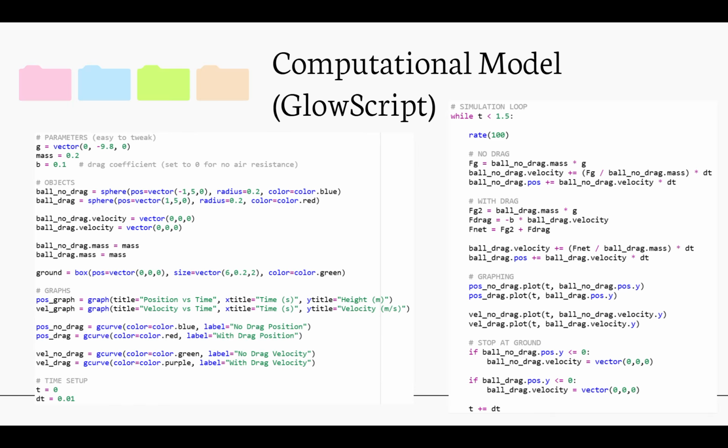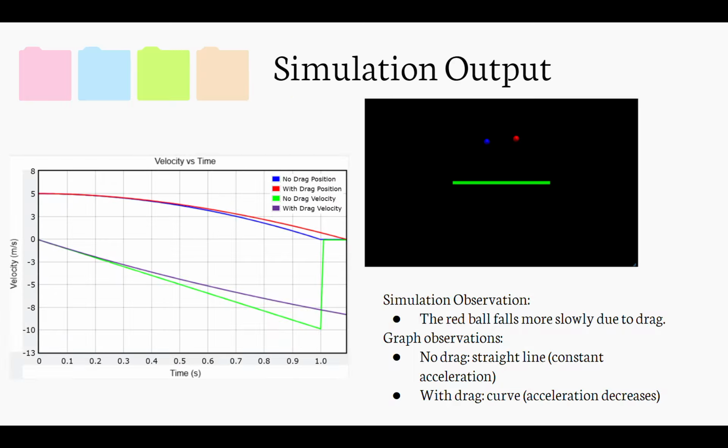This is the code used for the computational model. On the left are all of the initial factors, and on the right is the simulation loop. This is the simulation output.